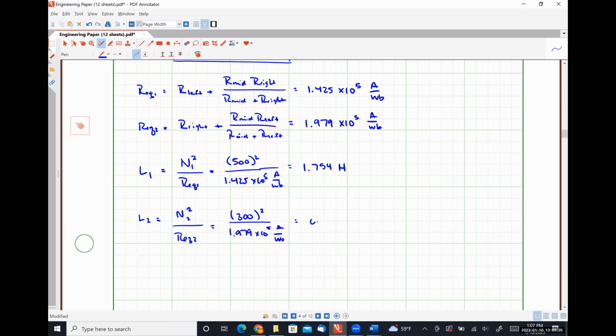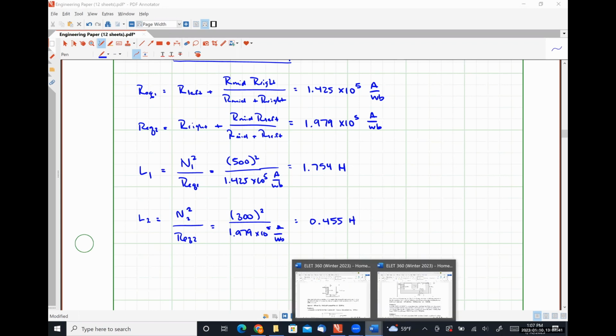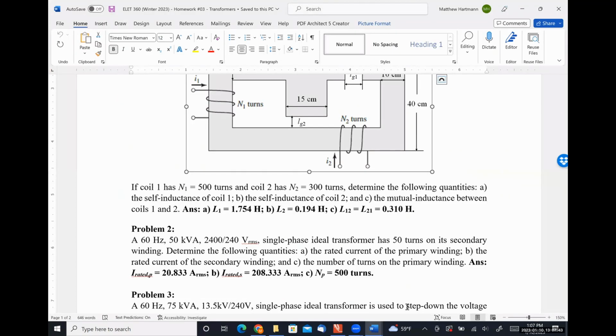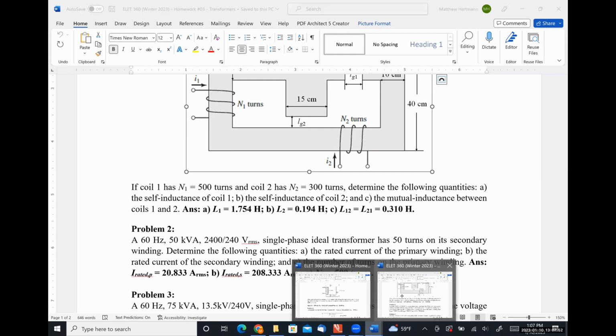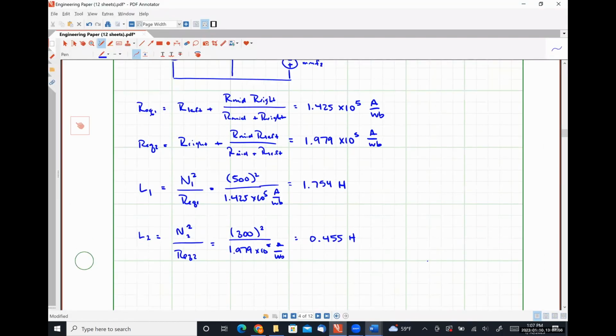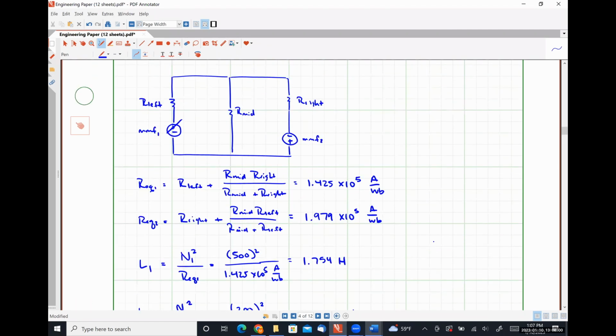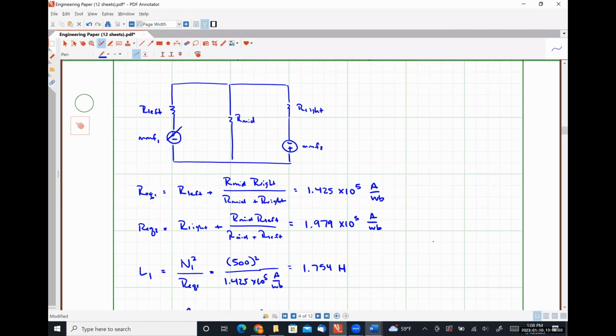Which I get to be 0.455 Henrys, just for the sake of argument. Let's check things. I got a very different number. So what mistake did I make? I got a different total. There's always a chance I just type stuff into my calculator too fast.